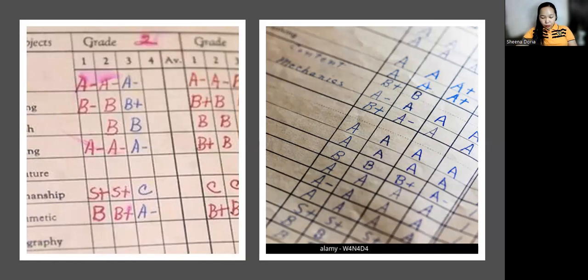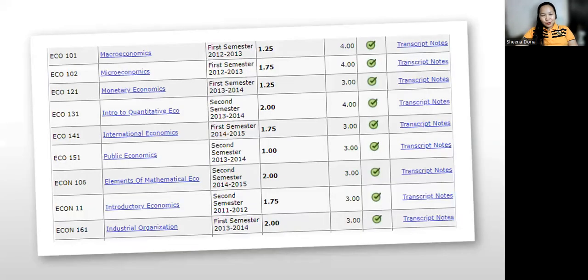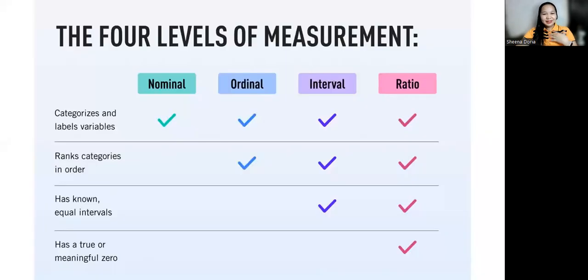Okay? So, ayan. So, yun. So, to summarize this one, ayan. When we want to categorize or label variables, we talk about nominal data. So as you can see here, meron tayong 4 characteristics at padami yung characteristics ng bawat level of measurement. So if we want to rank categories in order, we can deal with both nominal and ordinal data. So if the data has known equal intervals, then we can deal with interval data. And if it has a true or meaningful zero, then we deal with ratio level data.